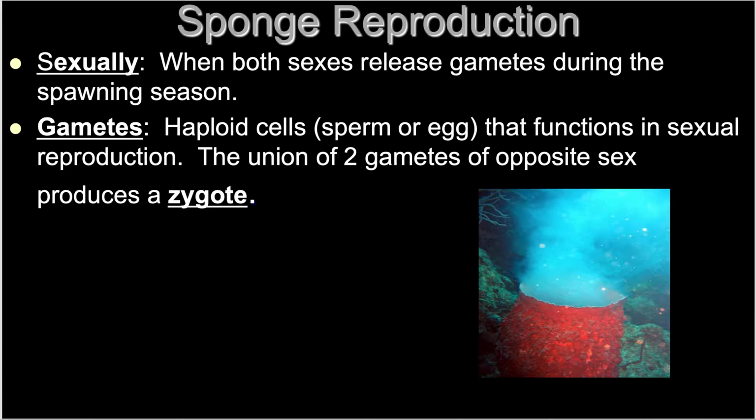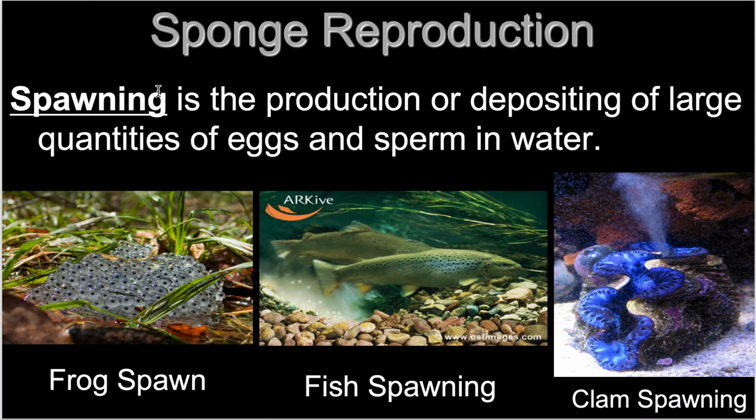All right. Some sponges will reproduce sexually, and this will occur when both sexes release gametes into the water during spawning season. If you don't remember what a gamete is from biology, it's a haploid cell, meaning it's a sperm or an egg. So it's got half the amount of the DNA that the full organism would have, that functions in sexual reproduction. And then the union of the two gametes of the opposite sex produces that zygote. So the haploid cells are the sperm and the egg separately, and then they join together and produce that zygote.